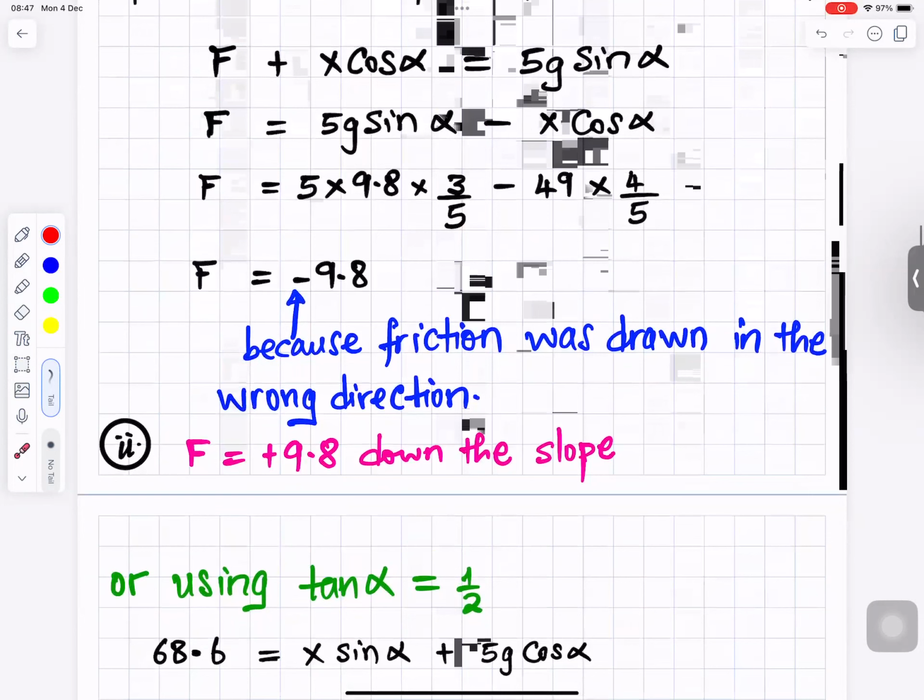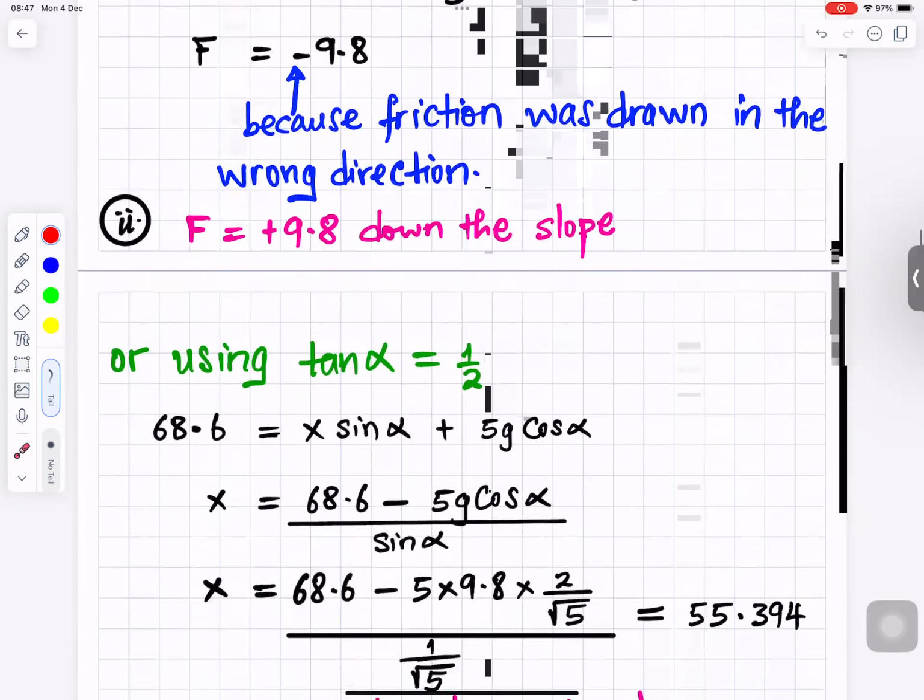Now, F is minus 9.8. The minus is because when we drew it, the friction was going up. So the minus is telling us that the friction was supposed to be going down. So we will conclude that our F is 9.8 down the slope. That's what we'll conclude for that one.